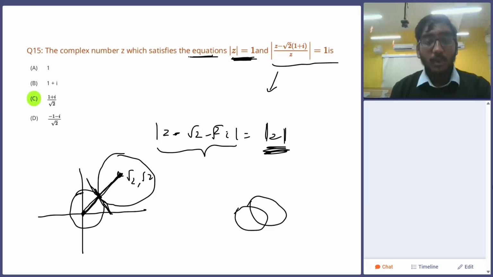Why at 1 point? Because the sum of these two lengths, if you observe, is actually the same as this total length. So it has to be an external touching only. So why?